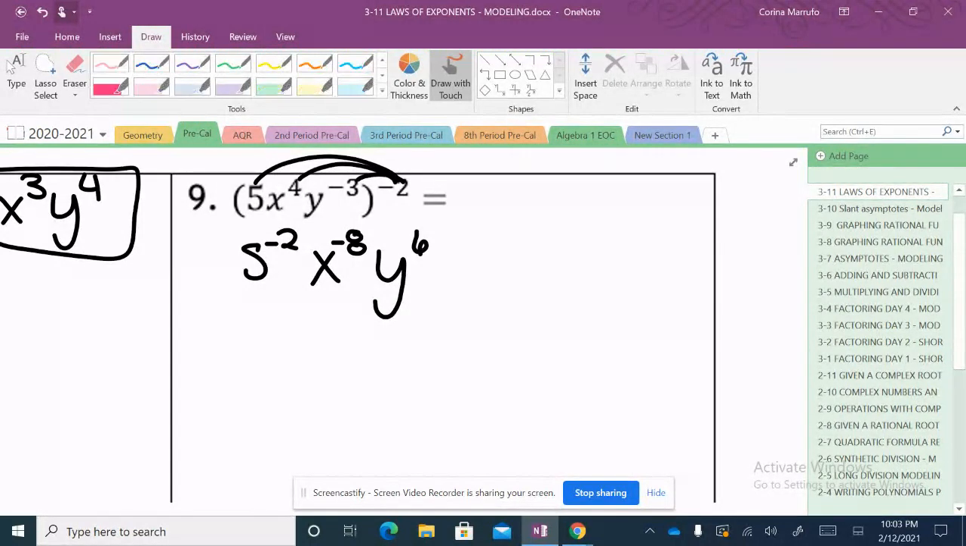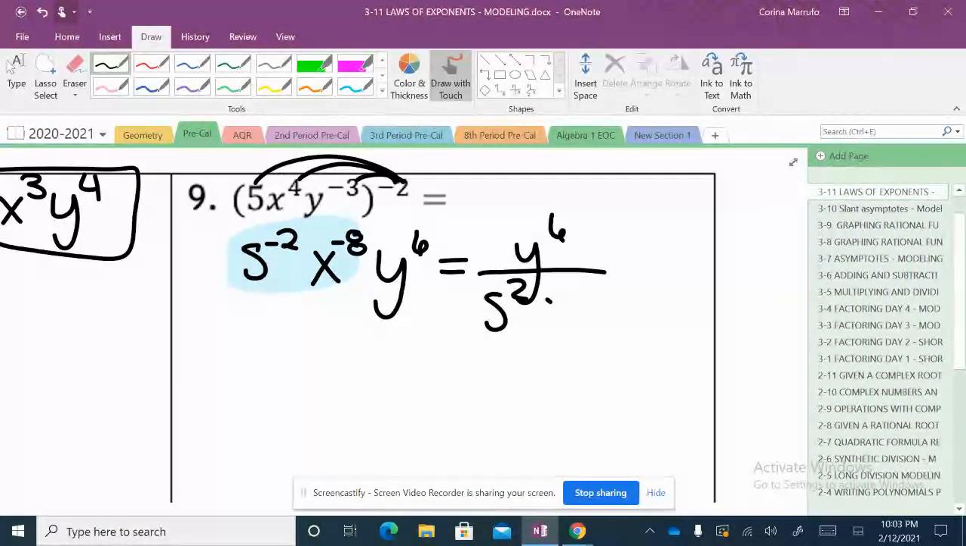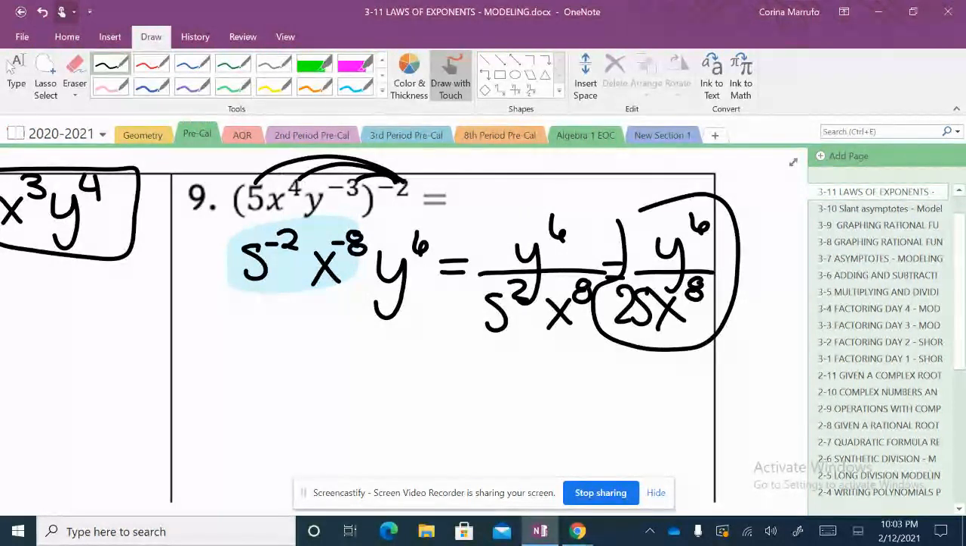All right, so then these two that we see with the negative exponent, we're going to have to rewrite it in the denominator. So on the top, I have y to the 6. On the bottom, I have 5 squared x to the 8. Okay. The y to the 6 has nothing to combine with. The x to the 8 has nothing to combine with. But we can get 5 squared. 5 squared gives me 25, so that'll be the coefficient of x to the 8th power.